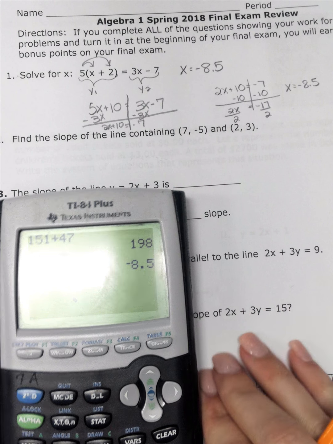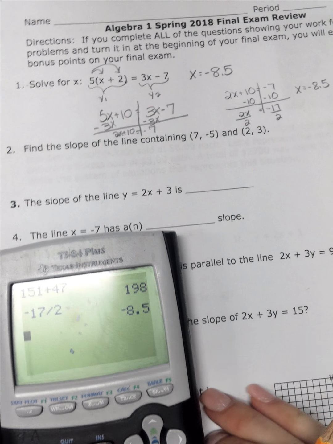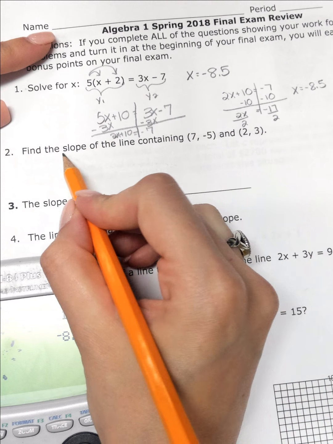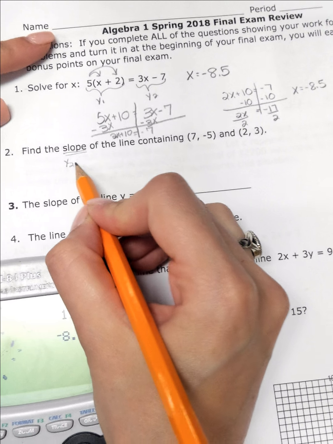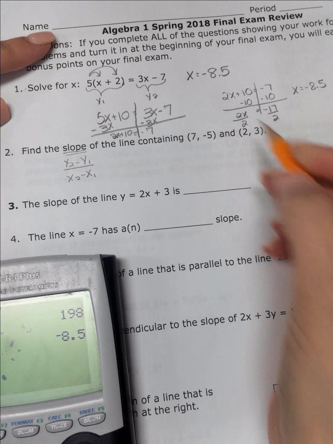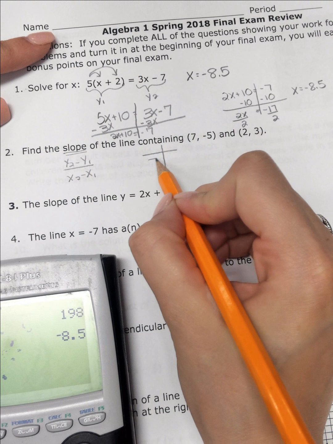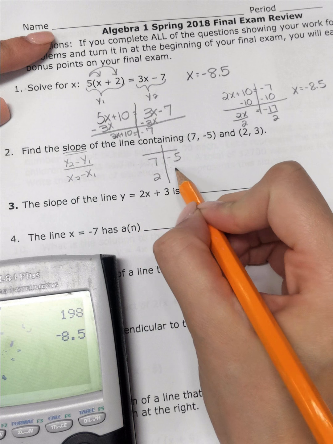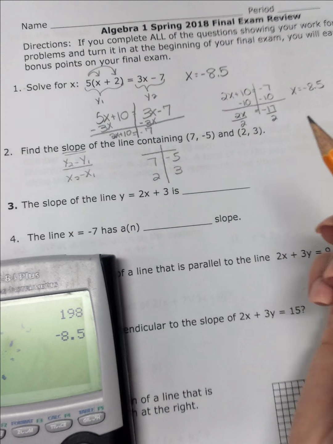All right, find the slope of the line containing those 2 points. So for slope, we have the slope formula, y2 minus y1 over x2 minus x1. I like to put them in a table. So we have 7, negative 5, and 2, 3. You could also use stat on your calculator.